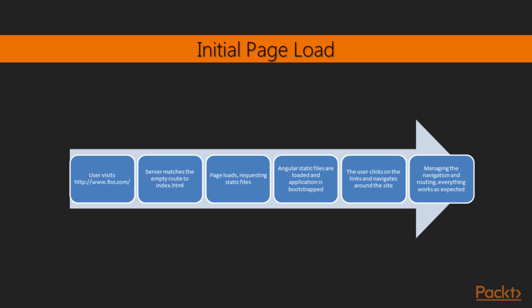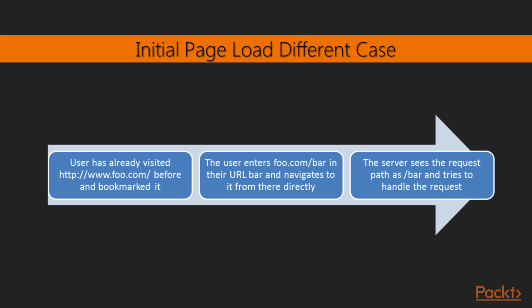Now we will see the initial page load. The flow you are hoping your users would go through is as shown. The user visits www.foo.com/. The server matches the empty route to index.html. The page loads, requesting static files. The Angular static files are loaded and application is bootstrapped. The user clicks on the links and navigates around the site. Since Angular is wholly managing the navigation and routing, everything works as expected. This is the ideal case.